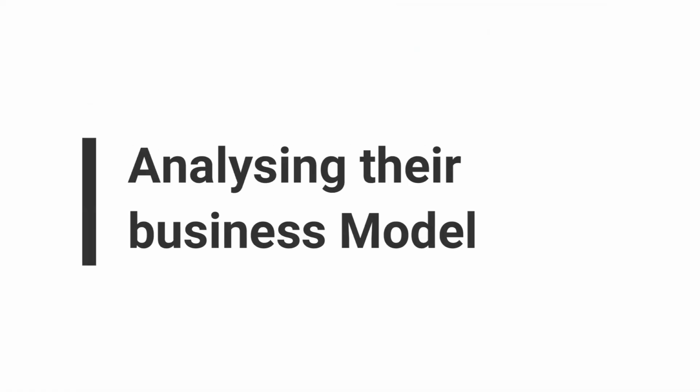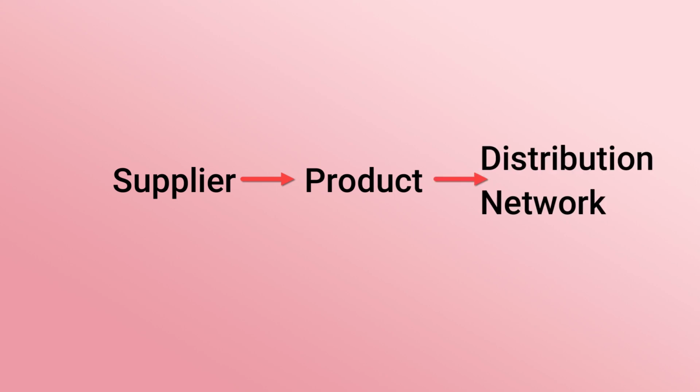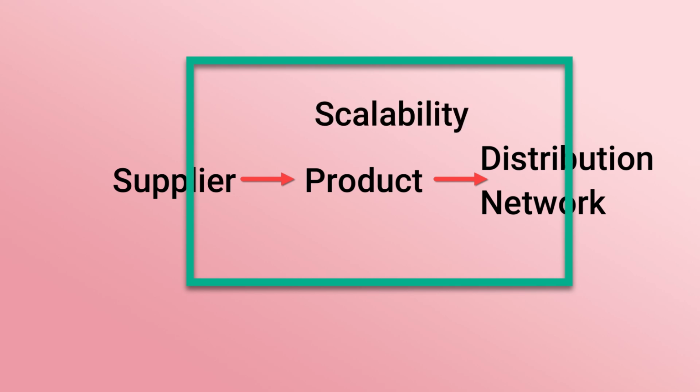Then the second major part: analyzing the business model. For any company, including service sectors like IT companies, we can divide this into suppliers who give the input to the business, which creates the product, then how the product is distributed to the customers. And as a whole, what is their scalability? First, let's understand the supplier influence.